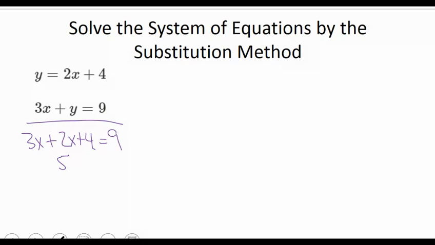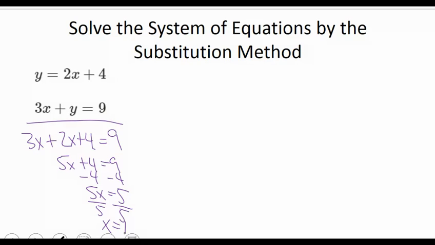3x plus 2x is 5x. So 5x plus 4 equals 9. Two-step equation, subtract 4. So 5x equals 5, divide by 5, and x equals 1. And we're halfway to our answer. So all we did was we solved that little equation there. We figured out x equals 1.